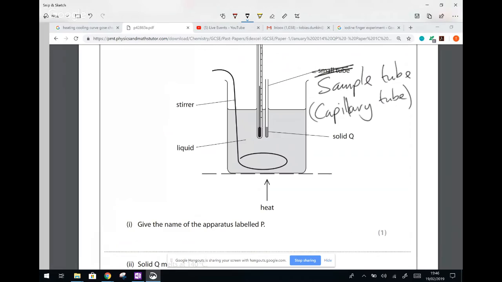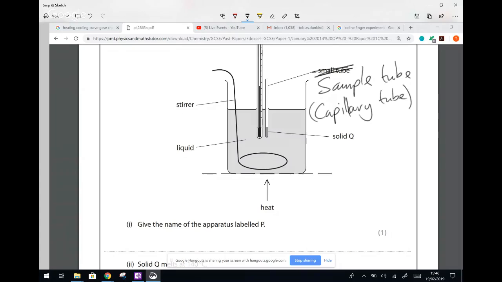So what that means is we need to ensure that the thermometer is sitting right next door to that capillary tube, so that when that solid turns into a liquid, we can take that reading, and that reading is going to be the temperature right next door to the capillary tube. If you put the thermometer too low, it'll read too high. If you put it higher, it'll read too low.